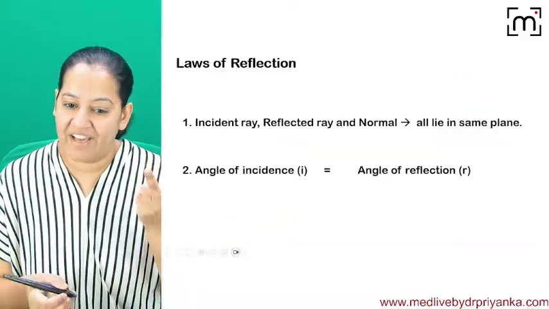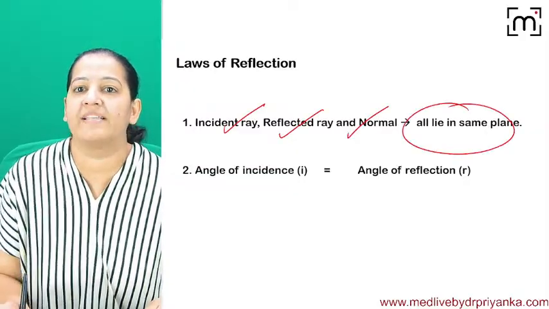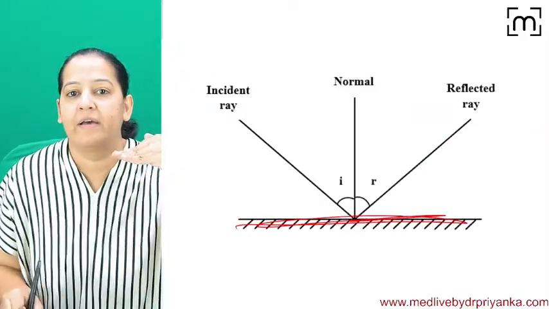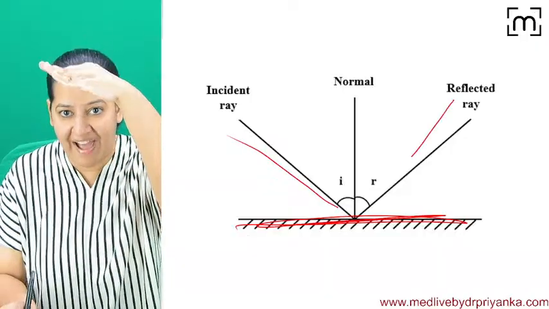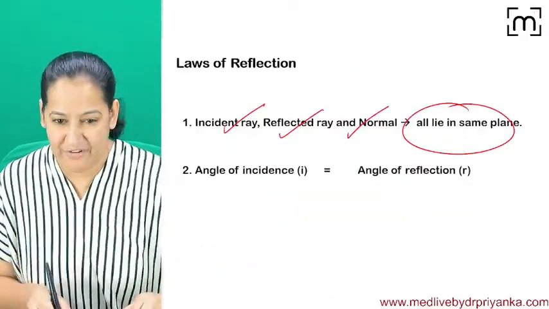There are two laws of reflection. Sabko pata hai. Everyone knows. Incident ray, reflected ray, and normal all lie in the same plane. You can see this is the plane. So incident ray, reflected ray, and normal, they all are in the same plane. And the second law, everyone knows.